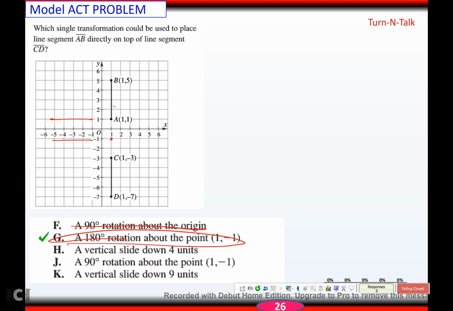H, a vertical slide down 4 units, so that would put 1, 2, 3, 4, and then this one 1, 2, 3, 4. That would be the red line I just drew, so that's not it. A 90-degree rotation around the point (1, -1) again, that would be over there. And a vertical slide down 9 units, well that would be 1, 2, 3, 4, 5, 6, 7, 8, 9, and 1, 2, 3, 4, 5, 6, 7, 8. That would be the red line I drew. So again, it wouldn't be that. It's got to be G.